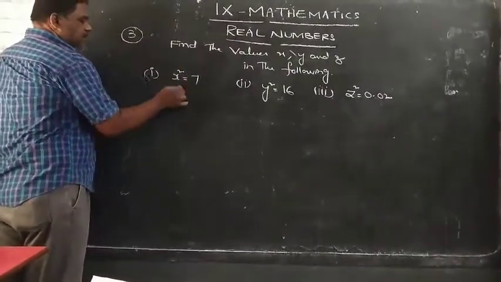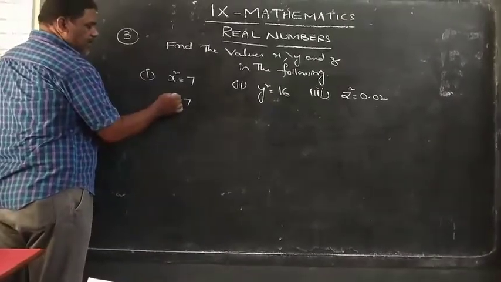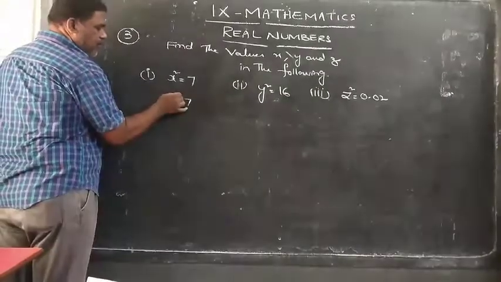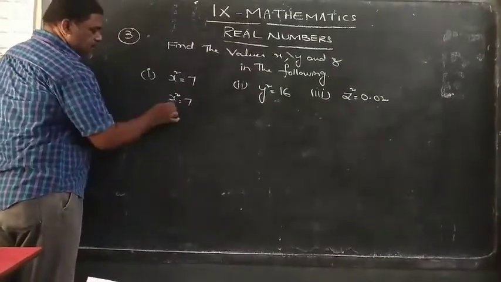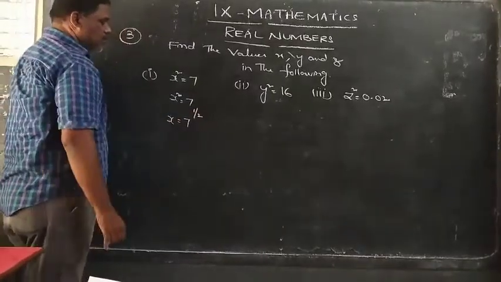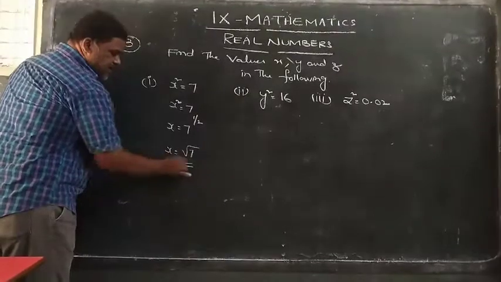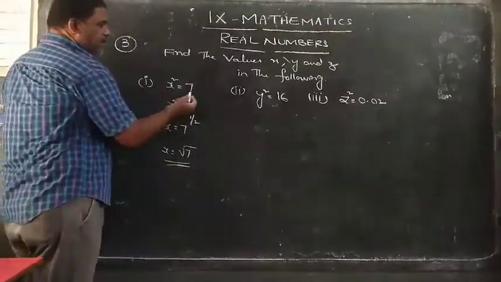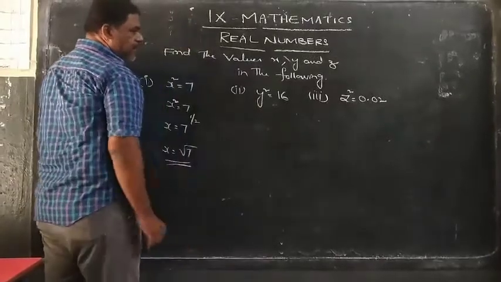So here x square is given as 7. If you want x value, you have to remove this power 2. If you remove power 2 here, on this side the same power will become 1 by 2. So x is equal to 7 to the power 1 by 2, which is nothing but root 7. So whenever we remove the power on the left side, on the right side the same power will become 1 by 2.